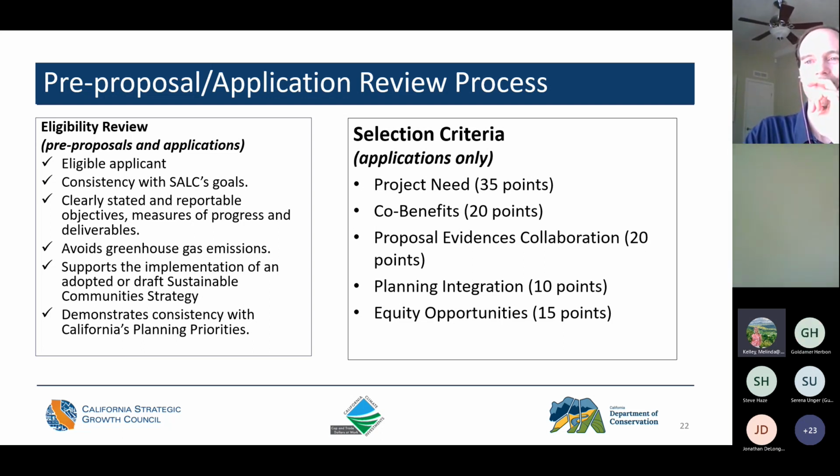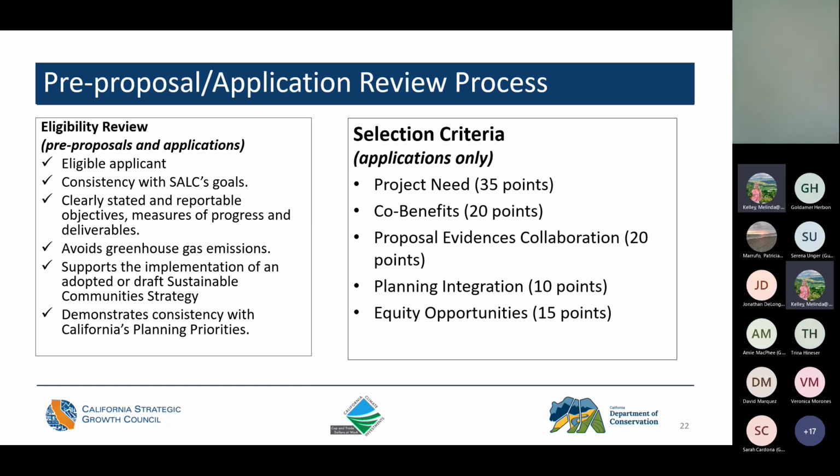It's good to keep this piece in mind as you're doing both the pre-proposal and the application, in terms of what we're looking at for eligibility and what the selection criteria are going to look like. The distinction here is that pre-proposals will be reviewed for eligibility only. At that first stage, we will make sure it's an eligible applicant, it's consistent with the SALC goals, clearly states how it avoids greenhouse gas emissions, supports the implementation of an adopted or draft sustainable community strategy, and demonstrates consistency with California's planning priorities. Those narrative questions included within the pre-proposal packet will help flesh those out for us.